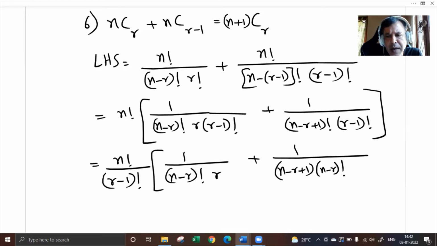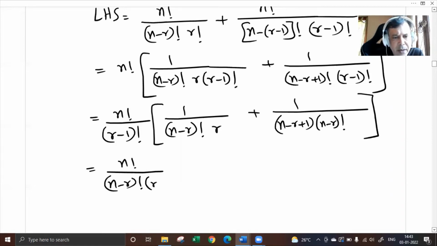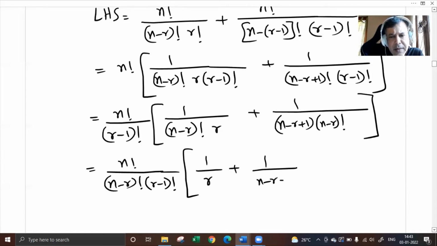Already we took (r minus 1)! outside, so we need not write it again. Now in this, you may notice in the denominator (n minus r)! is common, which can be taken outside. (n minus r)! into (r minus 1)!, and now you will have 1 by r plus 1 by (n minus r plus 1).